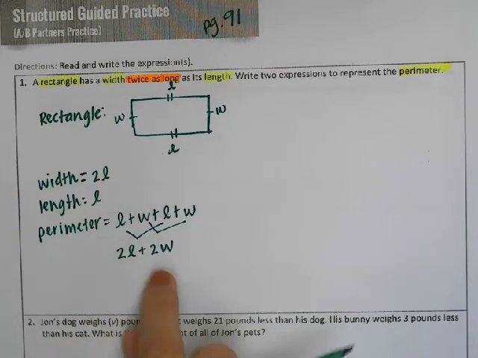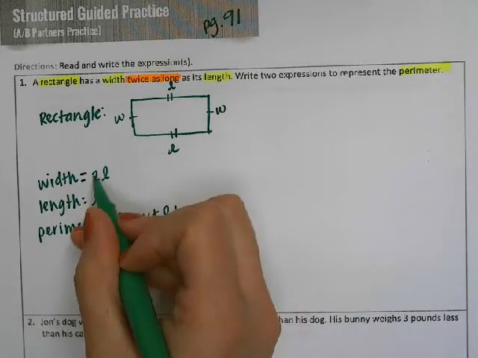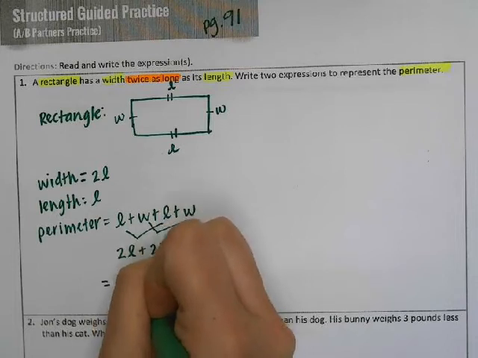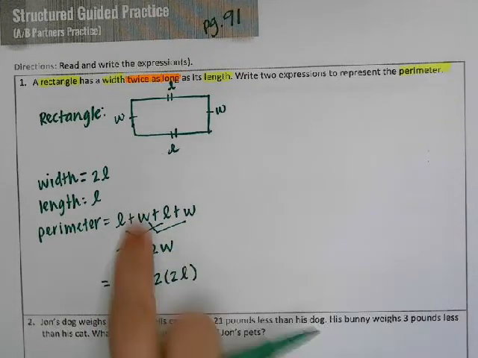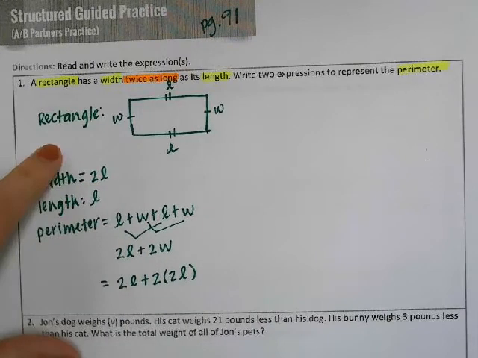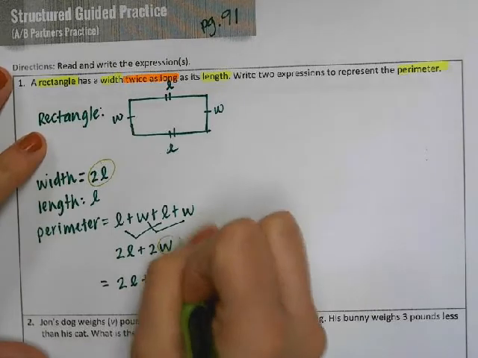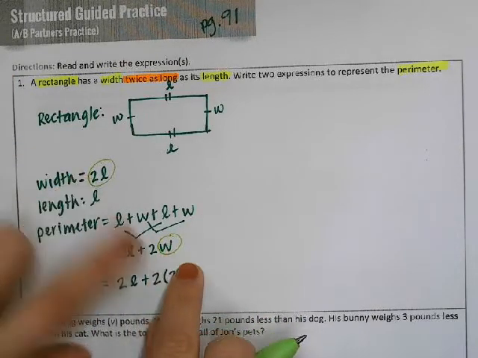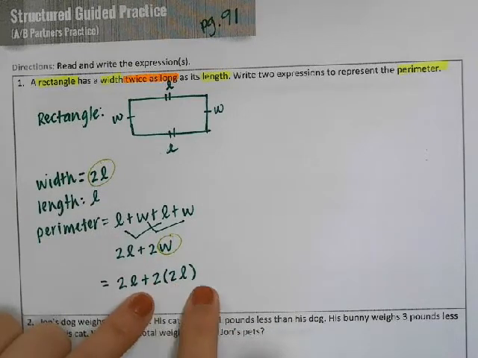Now remember that this just means 2 times W. So if I put in my width, this now becomes 2L plus 2 times 2L. I put this here because I know that my width equals 2L. So that's where I put that. And then it's just 2 times 2L.